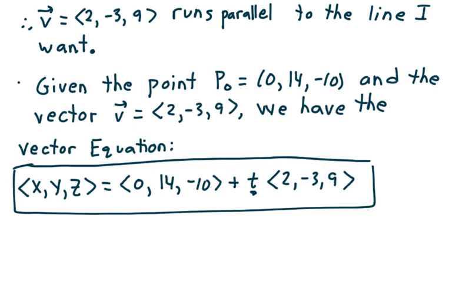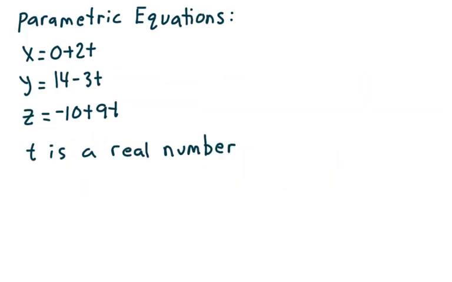And so what I want to do from there is basically equate components. And that's going to give us the parametric equations for the line. And so over here, the parametric equations are x equals 0 plus 2t, y equals 14 minus 3t, and z equals negative 10 plus 9t, where t is any real number. So I'm thinking in terms of point plus scalar multiple of vector. So that's the idea. And this is how you find an equation of a line in 3-space.